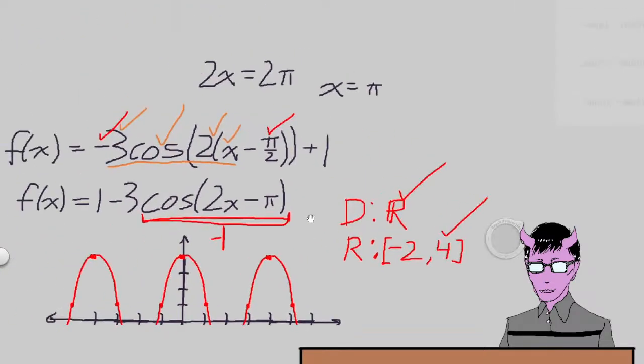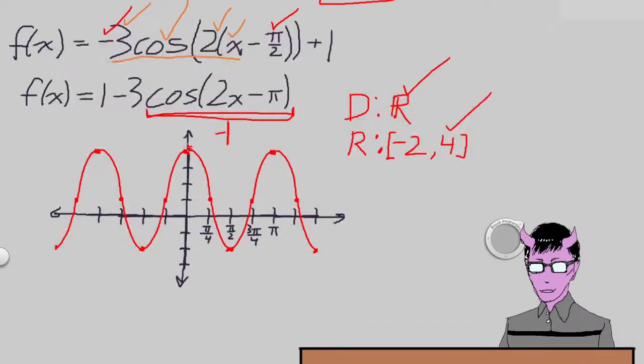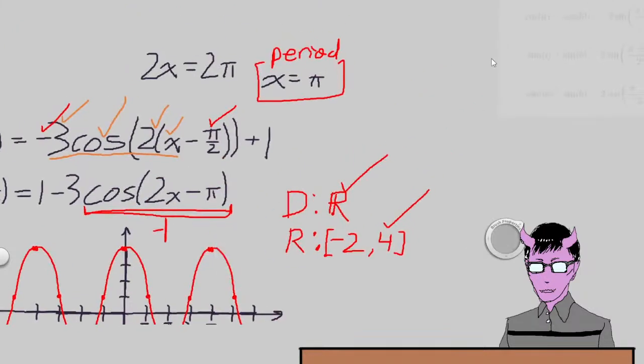This one's always good. And this is the period. We should start labeling these things. That's going to be the period. Again, from peak to peak, that's 4 hash marks, which is labeled as pi. So everything looks pretty consistent.